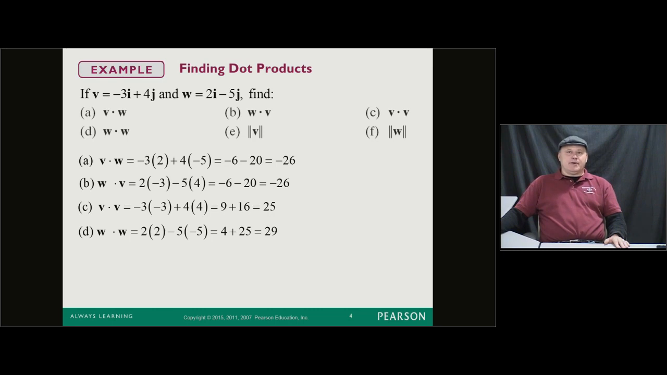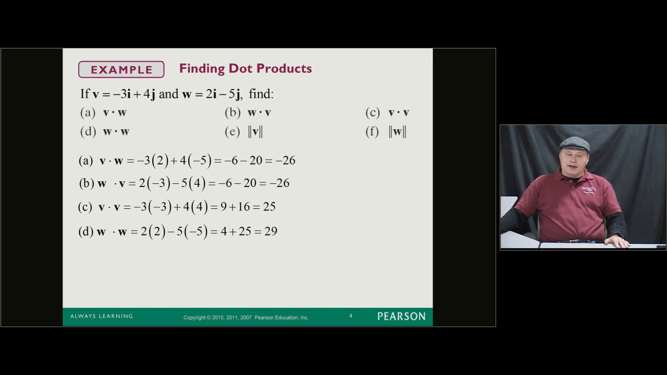Now what about w times w? Well, the x component is 2, so it's 2 times 2. The y component is negative 5, so it's negative 5 times negative 5. So 2 times 2 is 4, and negative 5 times negative 5 is 25, which gives me 29. So right now, that's just what the dot product is.